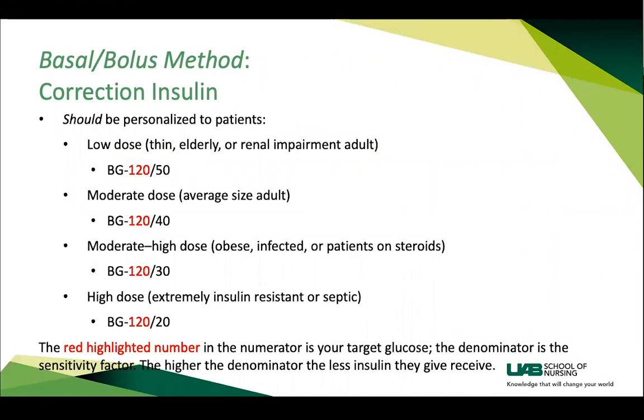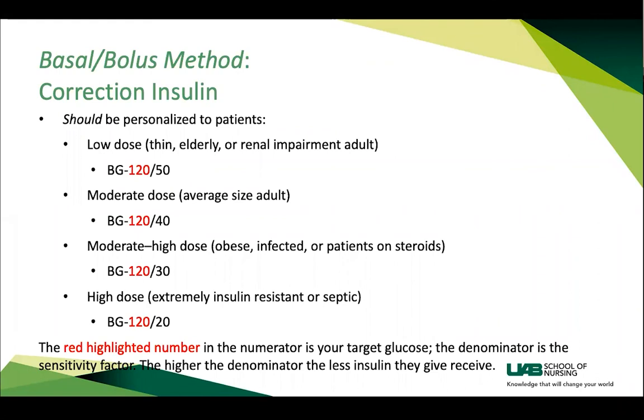So a low dose algorithm for correction insulin includes a calculation for patients who are thin, elderly, or have renal impairment. The moderate dose is for the average size adult or normal weight. The moderate to high dose algorithm is for those who are obese, who have infection, or who are on steroids. And then our high dose algorithm is really reserved for those who are extremely insulin resistant or those who are septic. So a lot of times we don't utilize this unless they're in the hospital.